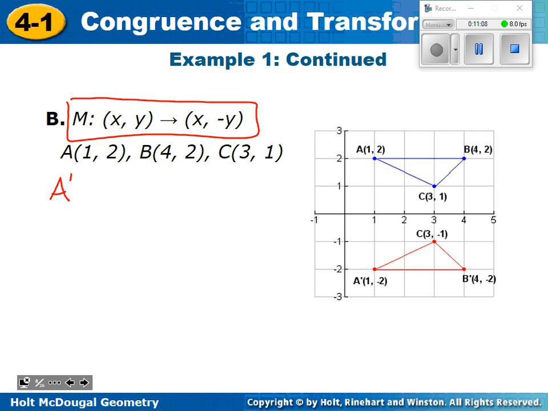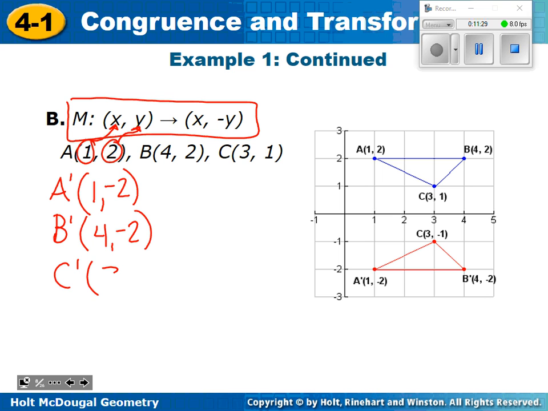So if I want to find A prime, I'm going to put 1 in for X and 2 in for Y. So what are my new values going to be for A prime? 1, negative 2. Okay, for B prime, we're going to plug the 4 in for X, the 2 in for negative Y. We get what? 4, negative 2. And then C prime. 3, negative 1. Everybody with me? Javi?